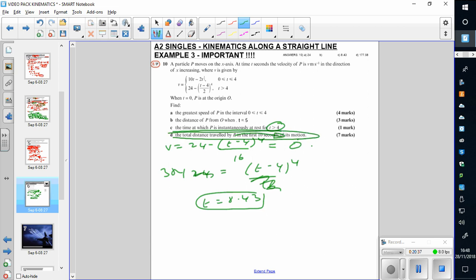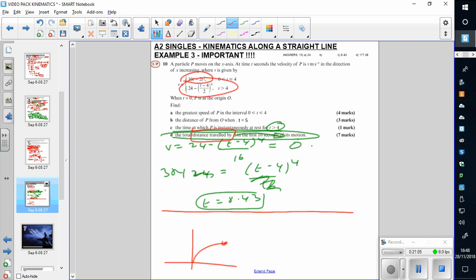Now, the last bit, the total distance traveled by P in the first 10 seconds. Again, the minute I hear distance traveled, I'm thinking I have to draw the graph. I have to know what this thing is looking like. I won't do it because we've run out of time, but I need to know what the graph looks like. This first bit of the graph between 0 and 4, we agreed from earlier, looked a bit like that. We need to know if this bit dips below the t-axis, and we know that it does.